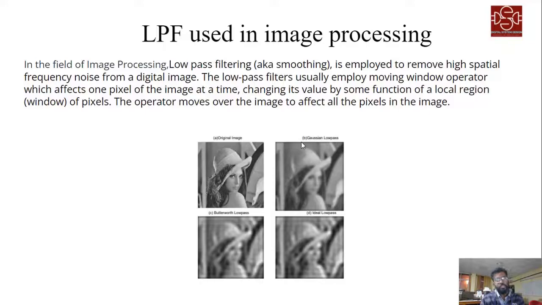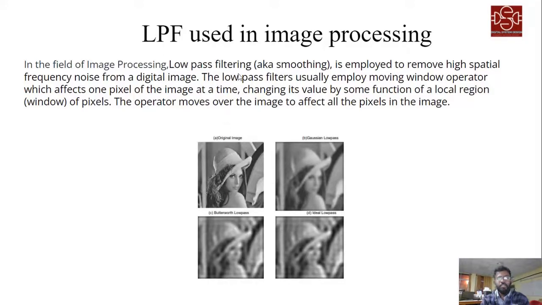Next is the application and use of low pass filters in image processing. Image processing is a very important domain of signal processing. In the outputs, you can see that three filters, a Gaussian low pass filter, a Butterworth low pass filter, and an ideal low pass filter, are implemented for making changes with the low pass filter.